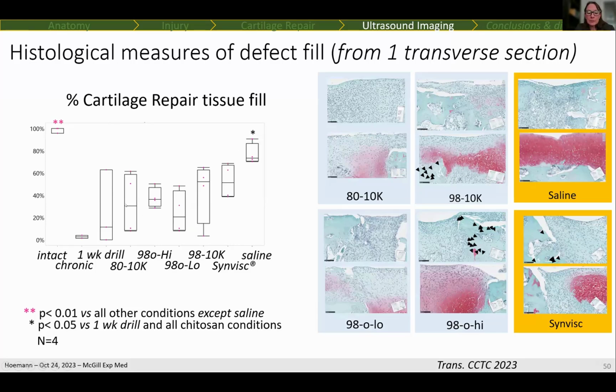Whereas the chitosan that drew too many neutrophils into the joint had the least repair tissue filling the defect, but there was some repair tissue. Not much more than at 1 week after drilling, which at this point is still a kind of fibrin clot. So this is the traditional way of measuring fill, but this is only one section through the whole defect.